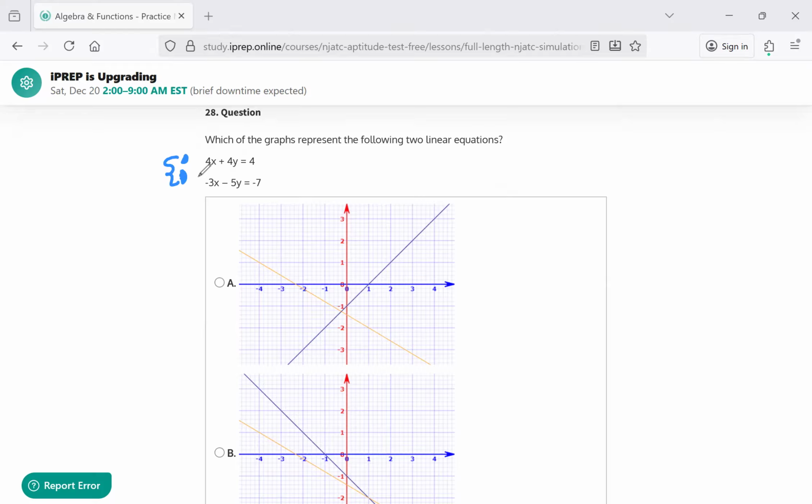Actually, let's get rid of the y's. So yeah, 4y, negative 5y. You just make one positive 20y, and the other one negative 20y. So I'm going to make the top positive 20y by multiplying the first equation by 5. And then I'm going to make this negative 5y into a negative 20y by multiplying both sides by positive 4. Okay, so when you do that, you're going to get 5 times 4x is 20x.